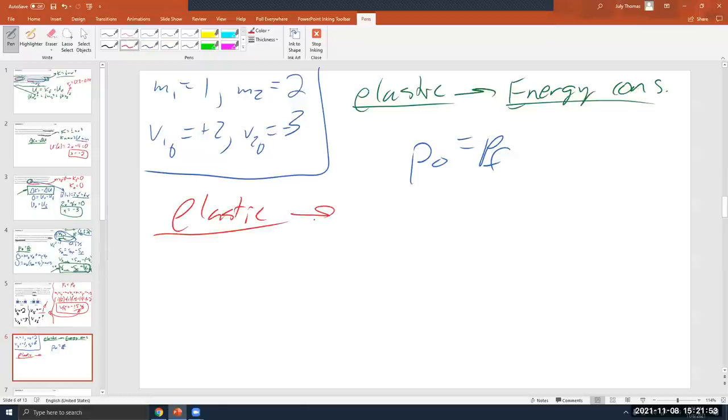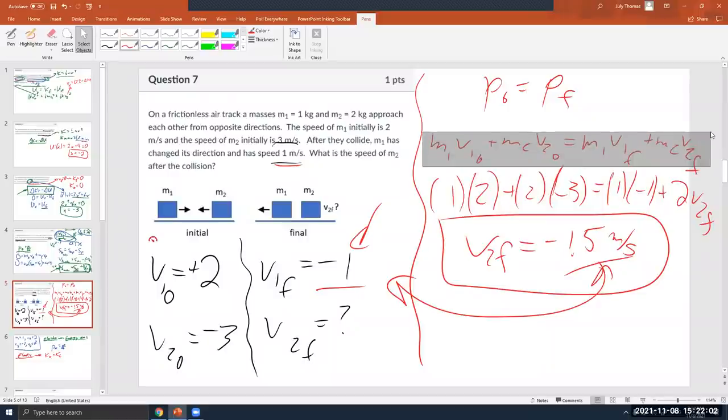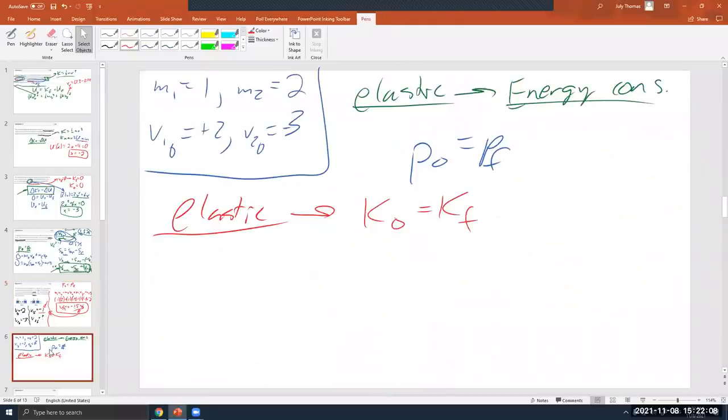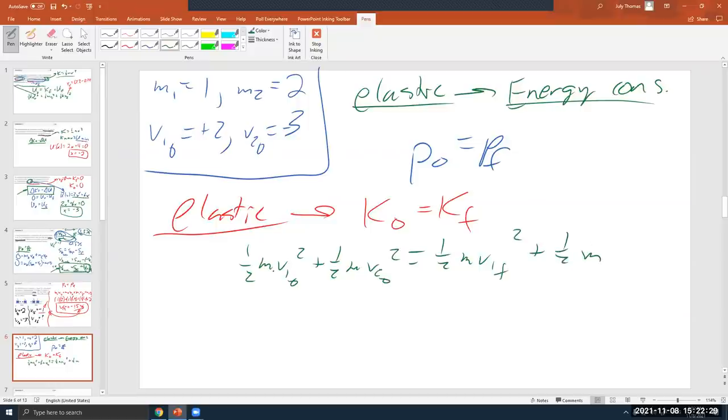So instead, what you have is that your kinetic initial is equal to your kinetic final. In addition to having the conservation of momentum equation, you also have this very long equation, you don't have to write this down, but you have a kinetic energy for each one of the blocks. So you have a half m1 v1 initial squared plus a half m2 v2 initial squared is equal to a half m1 v1 final squared plus a half m2 v2 final squared.